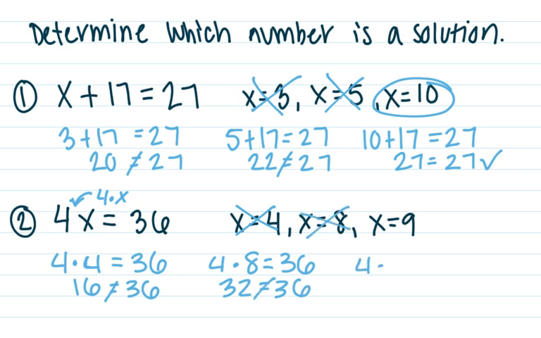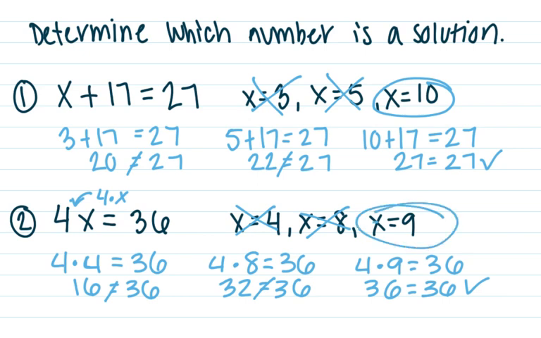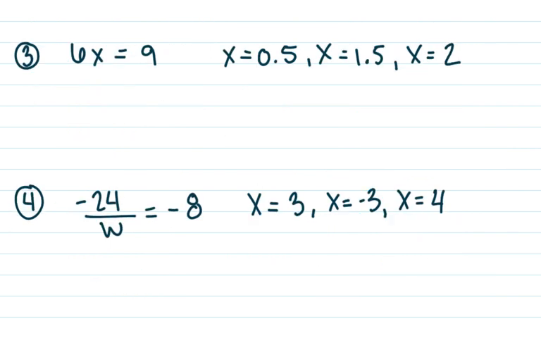All right, and then lastly, 4 times 9 equals 36. 4 times 9 is 36. So yes, we finally found the solution that makes the equation true. Now, we can go ahead and do some others. It's not always nice, pretty numbers. We can have decimals. We can have fractions. We can also have negatives and positives involved in this.